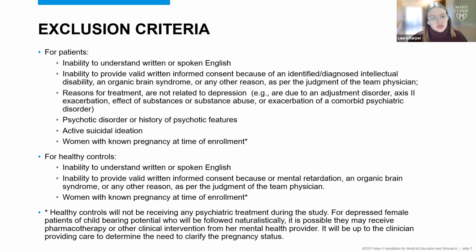For exclusion criteria, they have to understand English and provide written informed consent. They can't be looking for treatment unrelated to depression. If they have a psychotic disorder or history of psychotic features, or active suicidal ideation, they can't participate. Women with known pregnancy at the time of enrollment are excluded. For healthy controls, they just have to understand English, give informed consent, and not be women with known pregnancy.